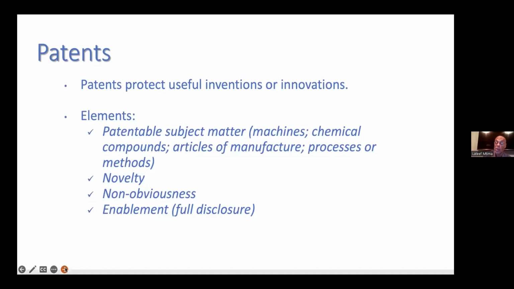It's got to be useful, got to fit into patentable subject matter, one of the four. It's got to be new and not obvious. And finally, you got to give the patent office all of the details. If you do that, you now qualify for patent protection. Next slide.